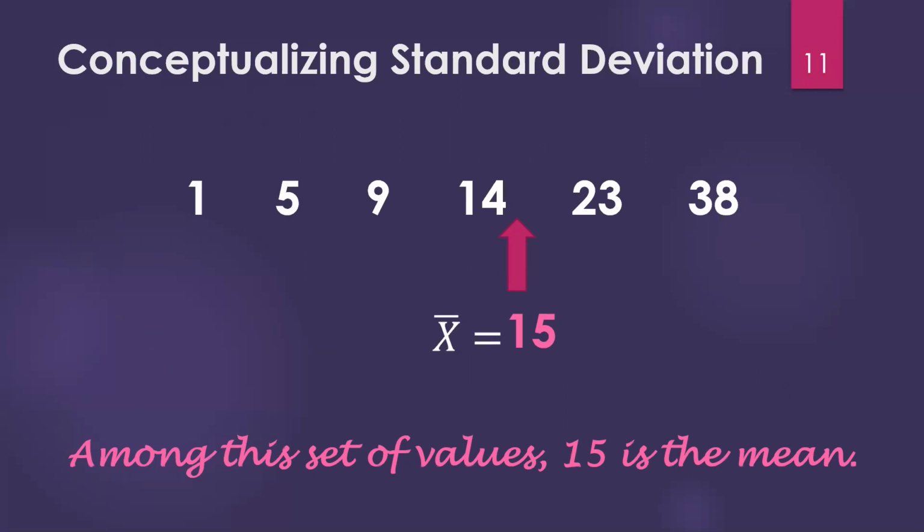through all of the steps to do so, let's say I had this data set with values of 1, 5, 9, 14, 23, 38. Add all of those up, divide by the 6 values there are. This gives us a mean of 15. Remember from last week, X bar is our mean. This is our mean of 15. So among this set of 6 values, 15 is our mean.